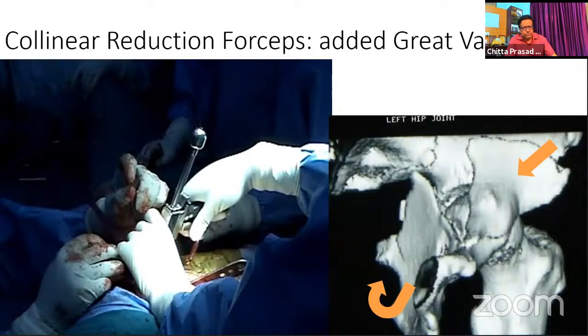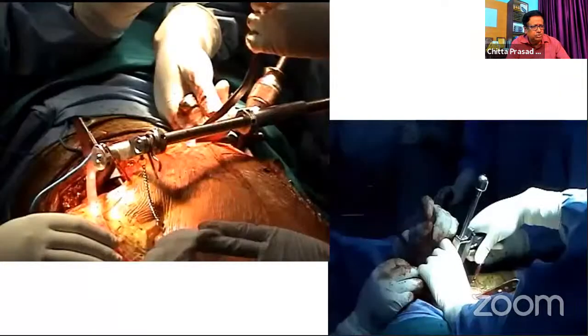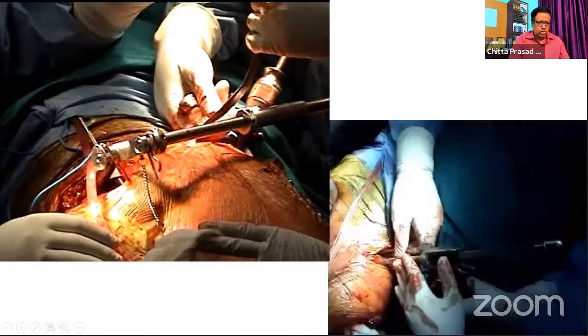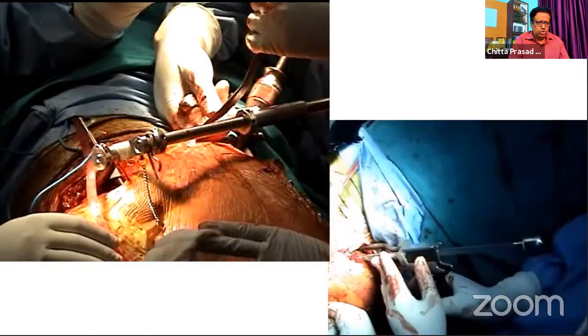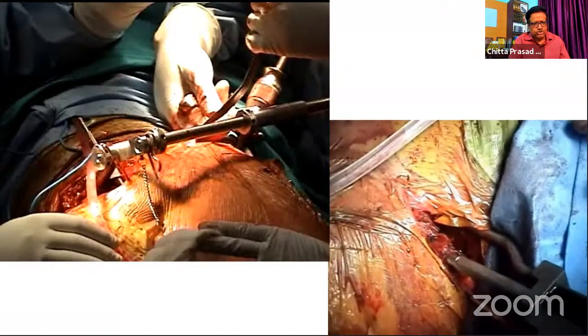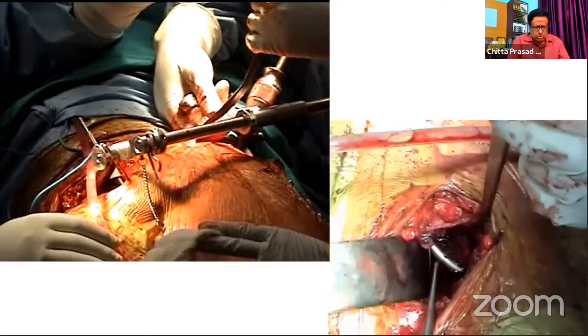We used the columnar reduction forceps to reduce these fragments together through the lateral window of the AIP. And we used the large femoral distractor, one Schanz pin in the abdominal wound, one in the lateral wound, to jack out and loosen up the malunion. In the lateral window, we used the columnar reduction forceps, hooked into the ischial spine, which is checked through the abdominal wound, and reduced the posterior column into the anterior column.